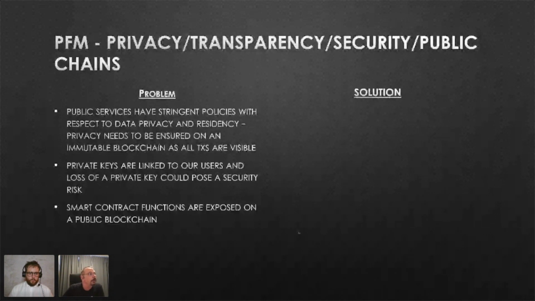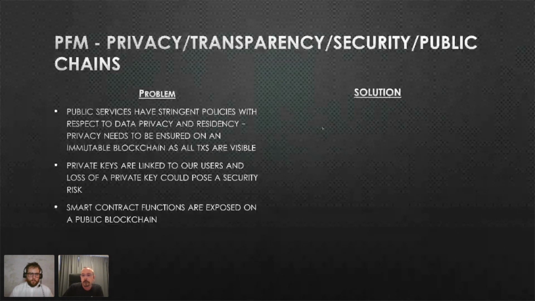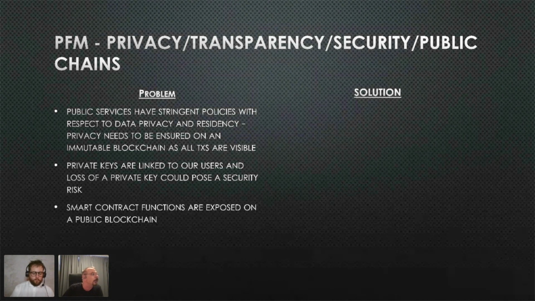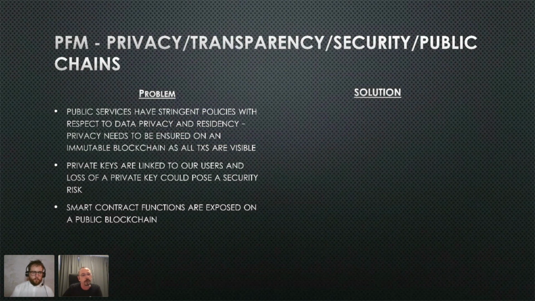So the other issue is privacy, transparency and security, especially with public chains. When I started working on this in 2019, privacy solutions were very limited and just starting to be developed, like zero knowledge proofs, etc. Layer 2 technology barely existed. So things have changed since then. But there are stringent policies with respect to data privacy. So we need to make sure that nothing sensitive is being stored on the blockchain.